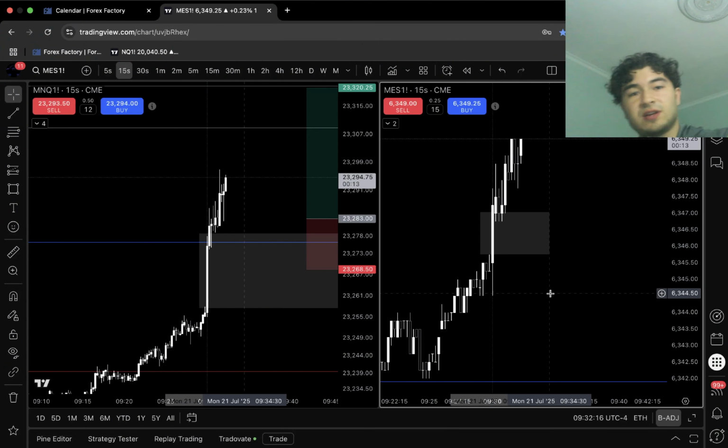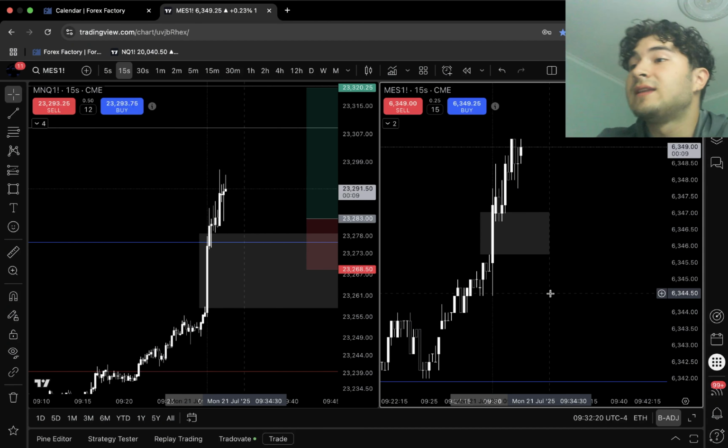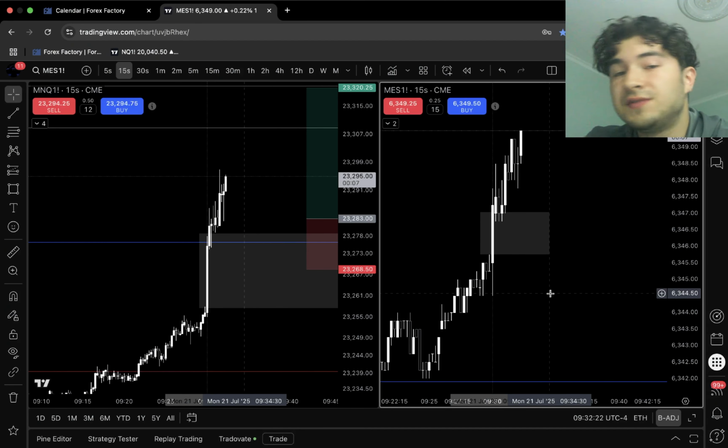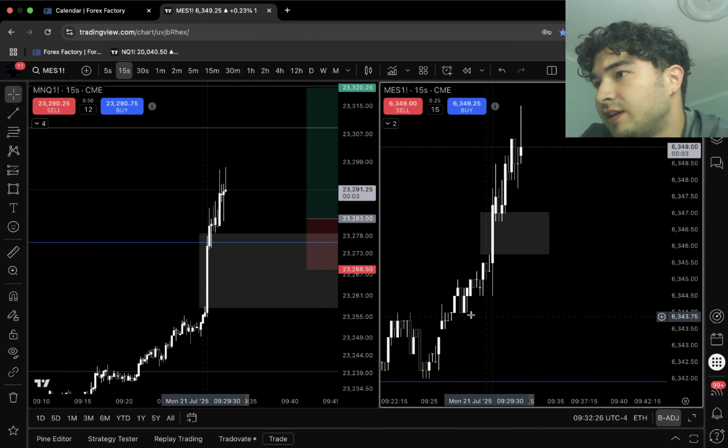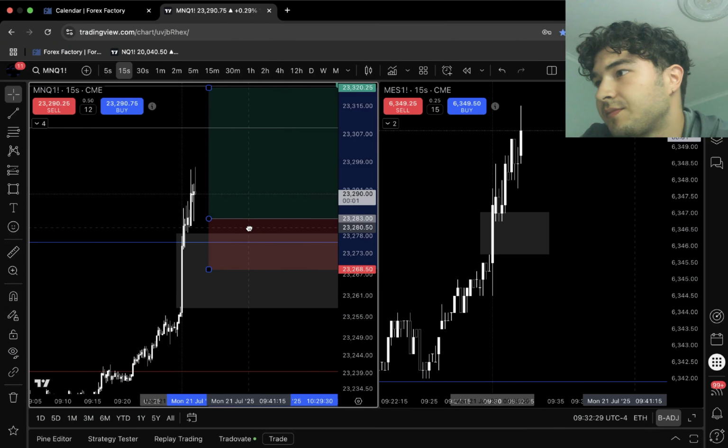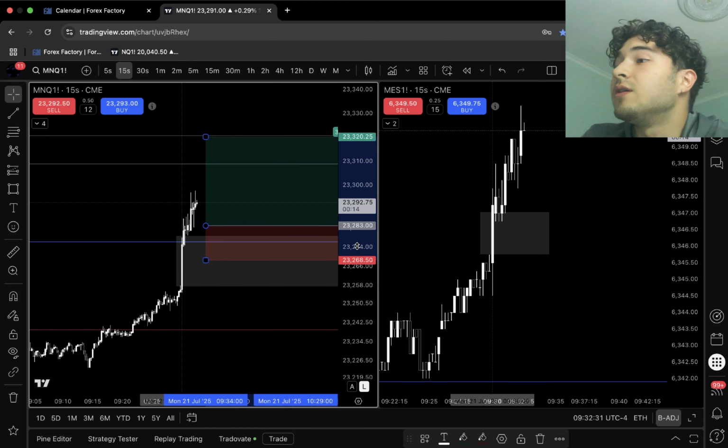If I wait for a 15-minute confirmed break of structure, then that would take too long, and the move's gonna already happen before then. So give me a 15-second manipulation, and I think that would be a good trade.